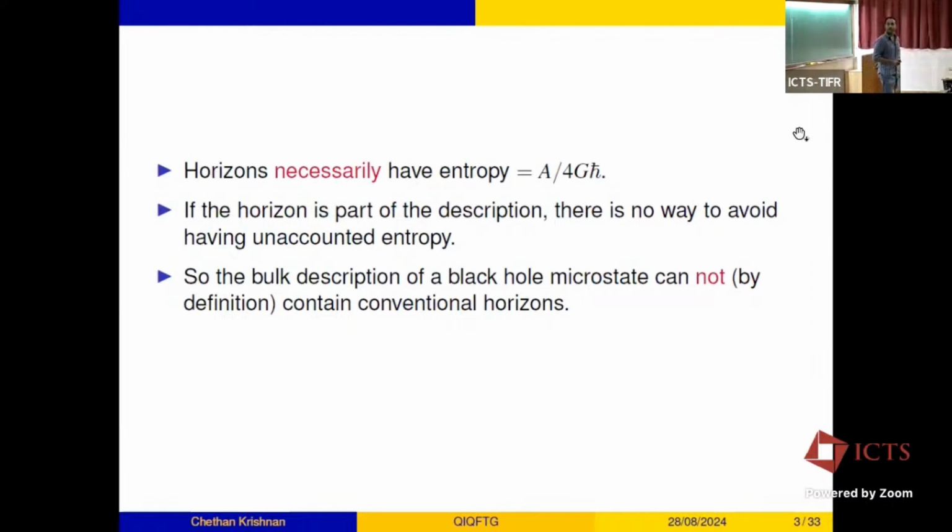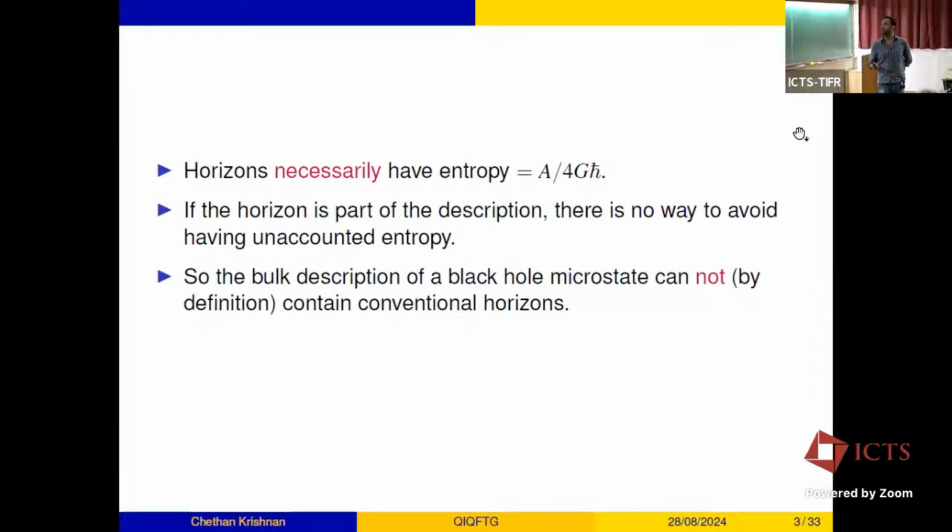Let me start by saying that horizons necessarily have an entropy of A/4Gℏ, as we all know. It means that if the horizon is part of the description, there is no way to avoid having unaccounted for entropy. This may or may not be controversial, but I think it is a fair statement. So the bulk description of a black hole microstate cannot by definition contain conventional horizons. This is the first slide.